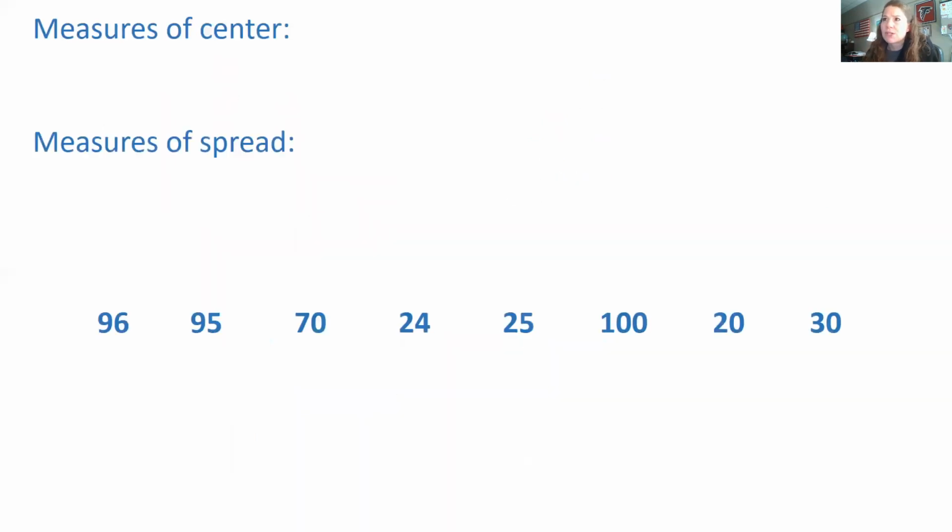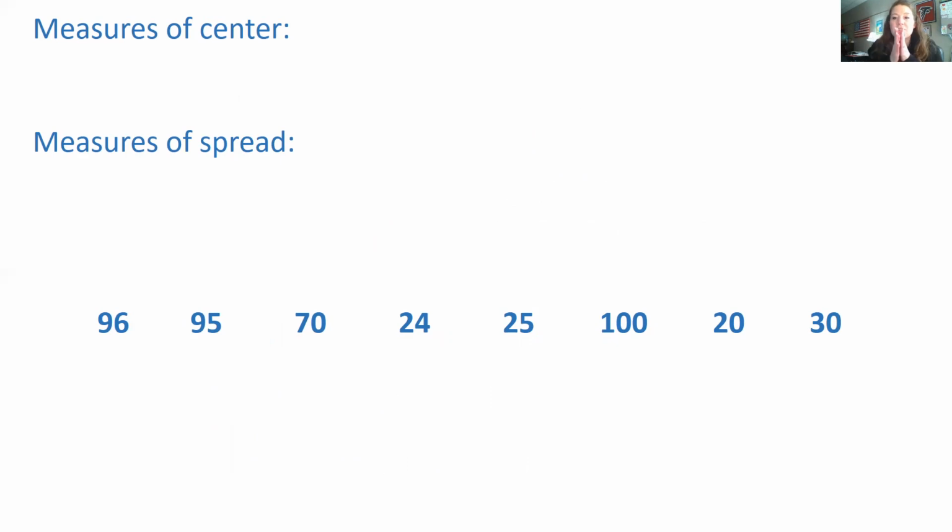All right, now when we're going to find the measures of center and the measures of spread, the measures of center are either two things, either the mean or the median. And you're going to use both of them depending on if there's an outlier present. If there's not an outlier, you're going to use the mean. If there is an outlier, you're going to use the median.